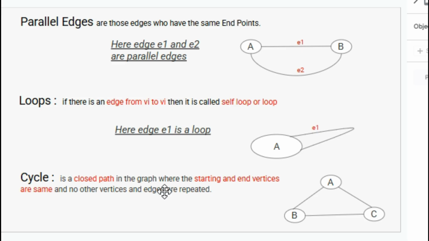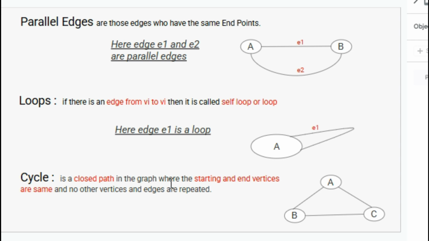Okay. For example, if I am starting from the vertex A, I am moving to B, I am moving to C, and from C I am moving to A. Okay. Similarly, let's say I am starting from B, B to A to C, C to B, or B to C, C to A to B. So this is a closed path. This is like a closed path. Okay. And no edge or vertex is getting repeated in this case. So that is known as a cycle.